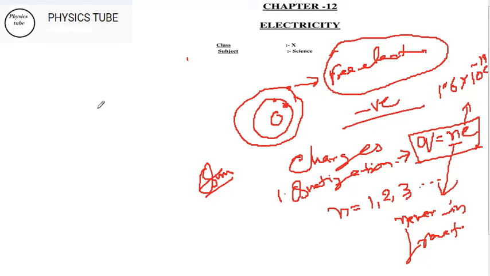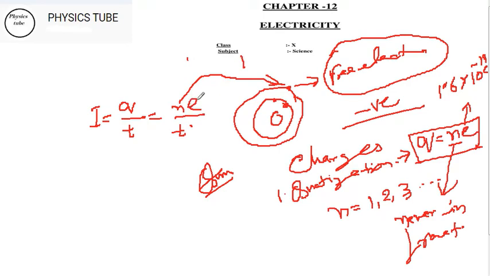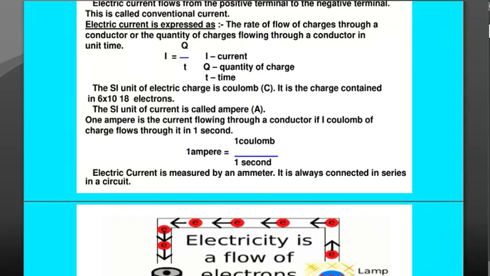That means if I go by the critical question, I is equal to Q by T, instead of this I can write n e by T. This is also possible. So n is the number of charges you have. Suppose I have 1 here, in some other atom there can be 2. Specifically here for this case it is 1, and the e value remains fixed, and T is another factor by which you can easily calculate I. Am I clear? Now let's go to the notebook and discuss this.